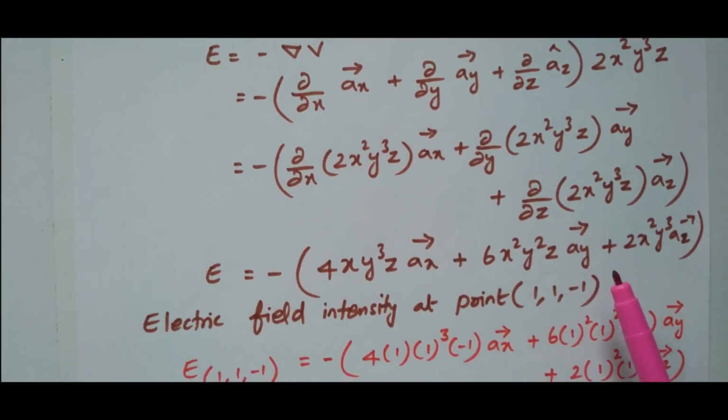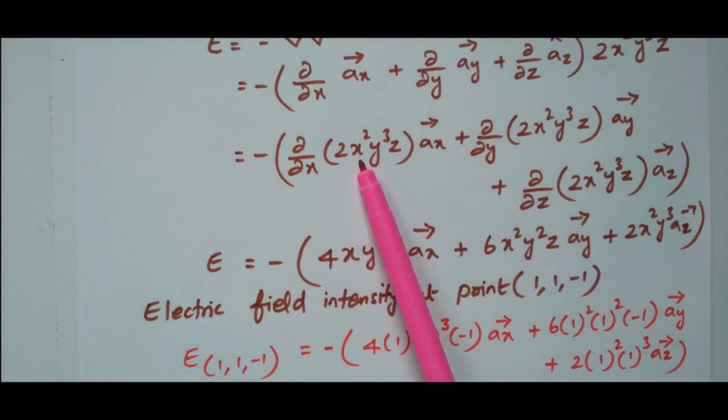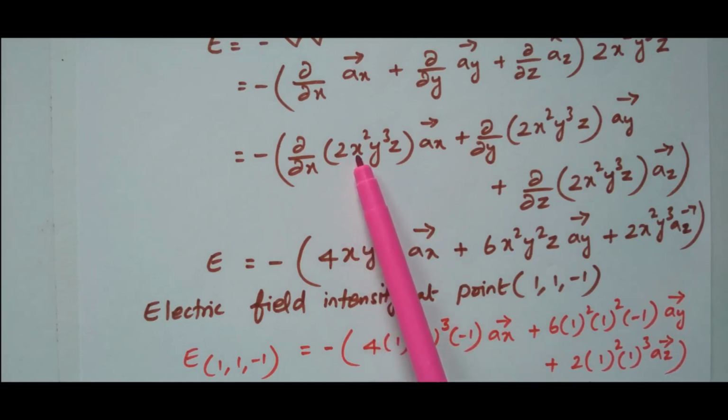Right? So while differentiating, what are we getting? Dou by dou x, so the x square. Differentiation of x square is 2x. Already one 2 is there, so it becomes 4x y cube Z. Right? This y cube Z is written as it is. The differentiation of x square is 2x. Already one 2 is there, so it becomes 4x.